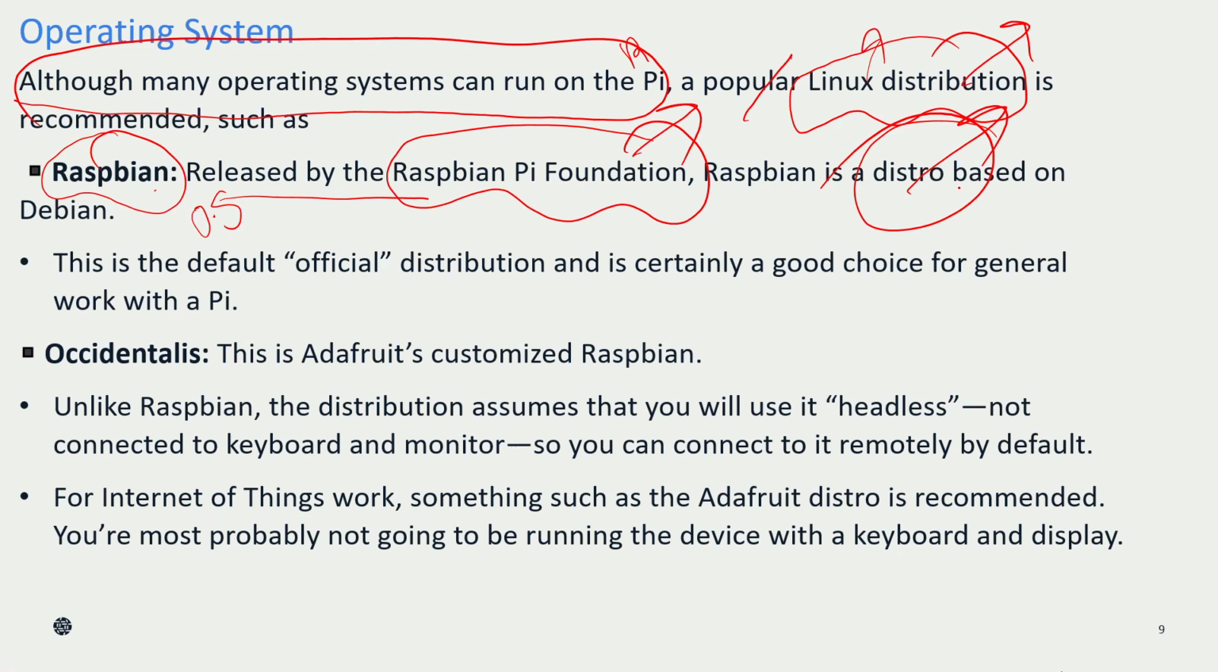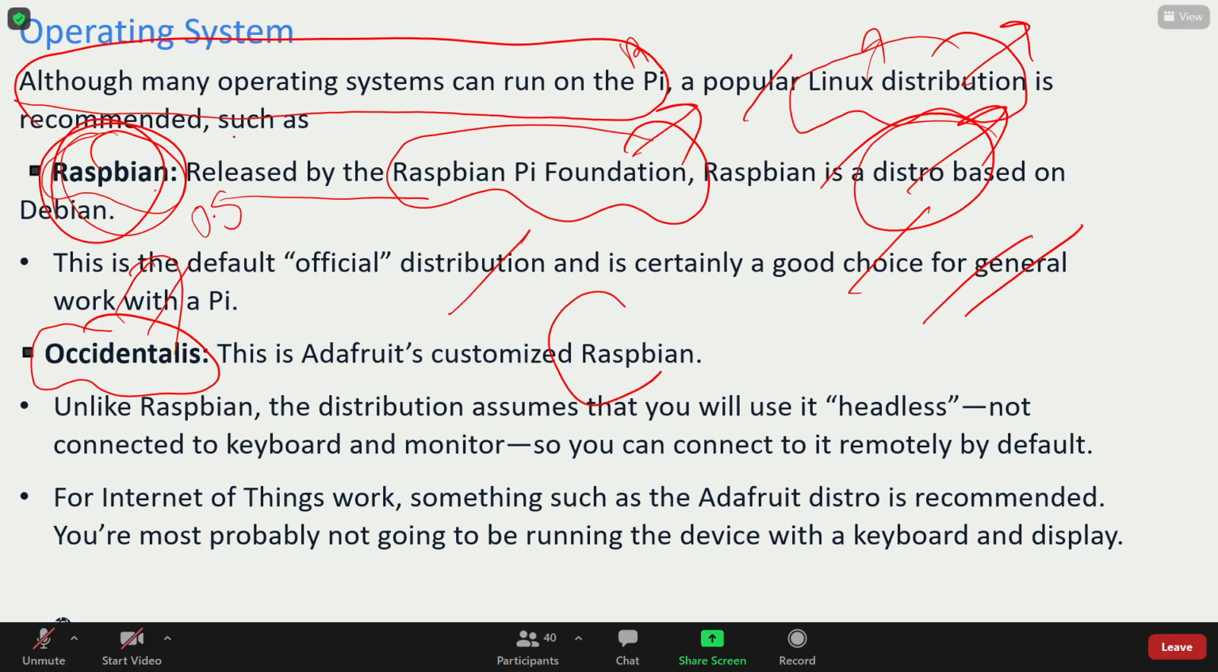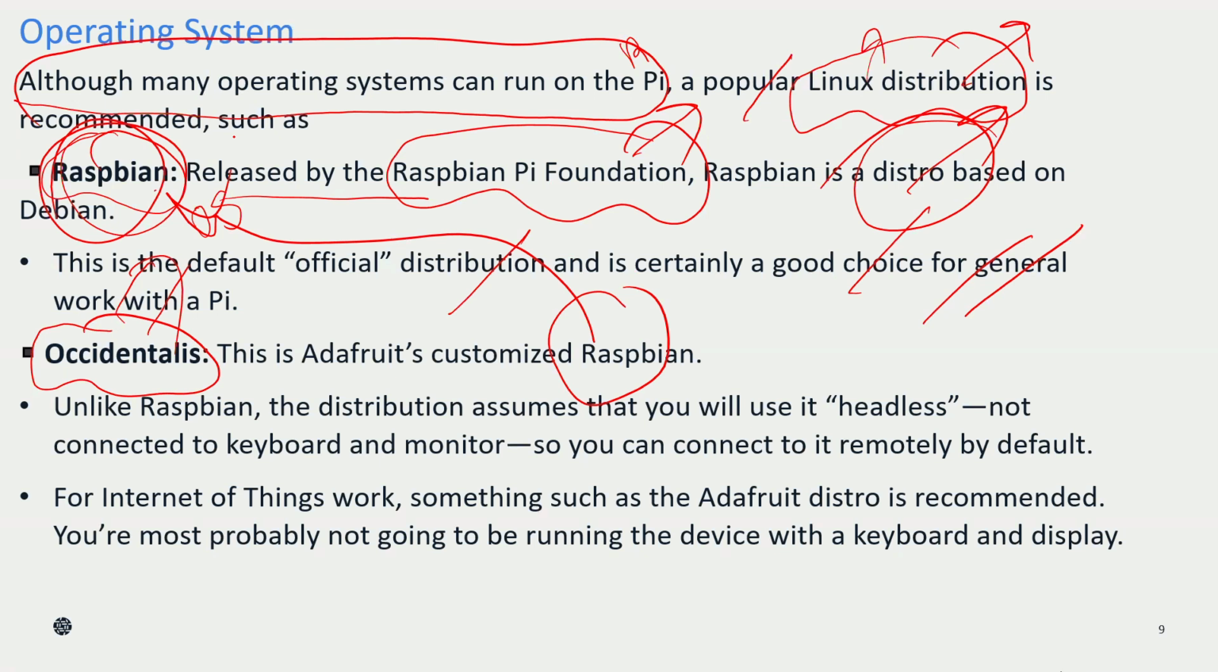By default, they are saying that among the official distributions, Raspbian is the good choice for the Raspberry Pi. This is a kind of operating system. The other one they have suggested is Occidentalis. This is a customized version, a modified version of Raspbian only.